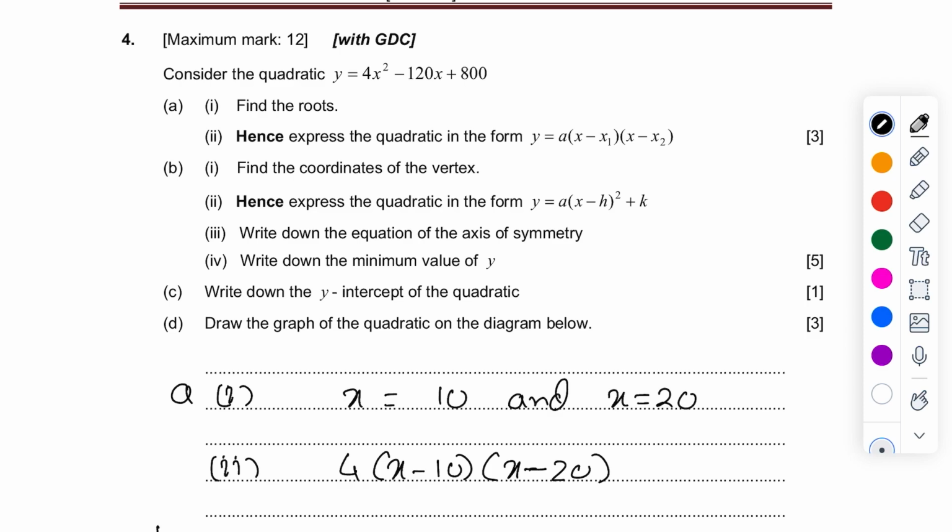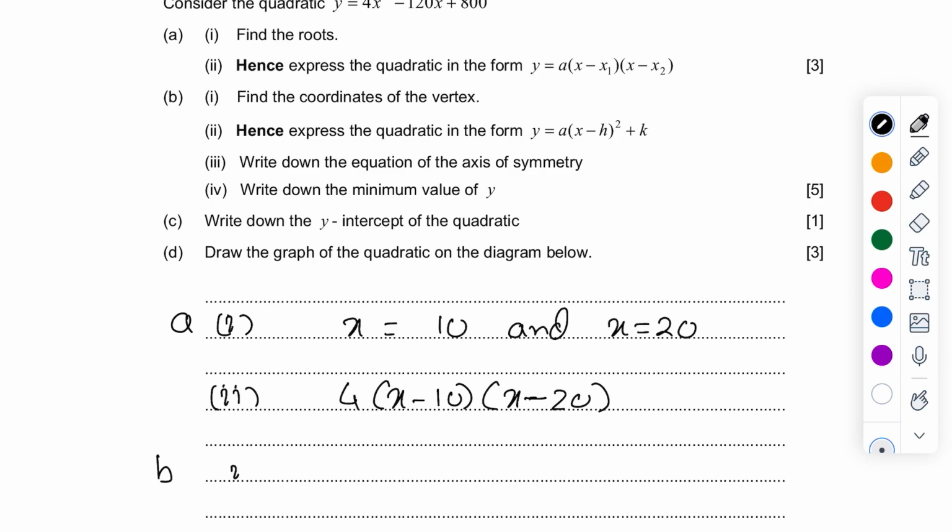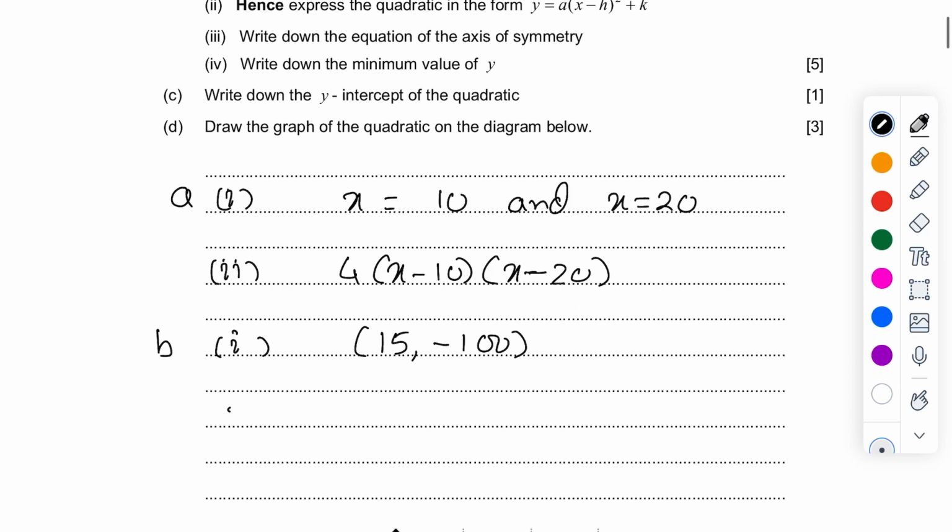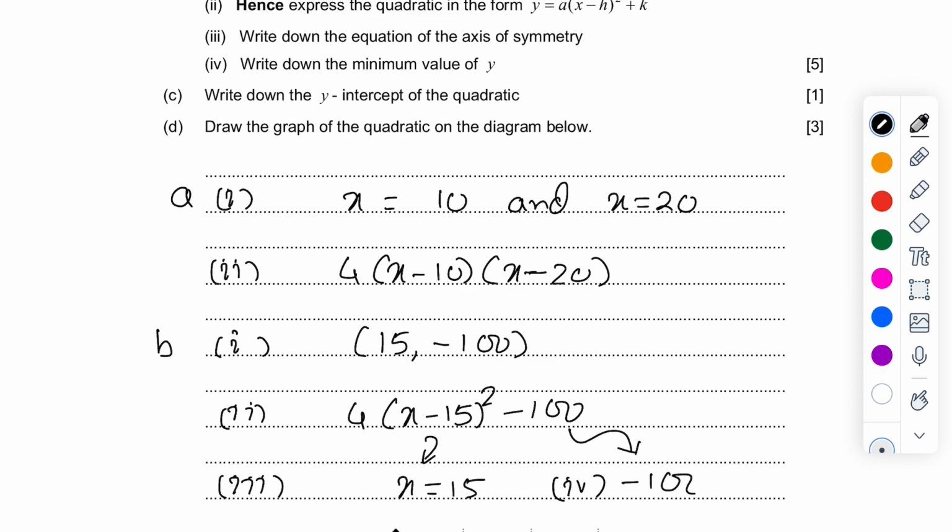Now part B, find the coordinates of the vertex. From the vertex you can write it as 15 comma negative 100. Hence expressed in the vertex form. So what do I write it out in the vertex form? 4 times of x minus 15 whole square minus 100. Then what is the minimum value? Write down the axis of symmetry. Before that, axis of symmetry, this x equals to 15 is going to be the axis of symmetry. Then the minimum value, this negative 100 is going to be the minimum value.